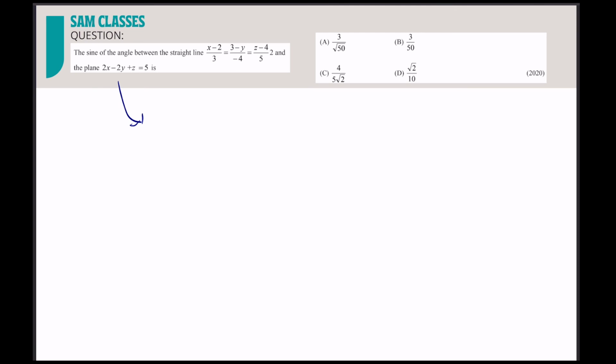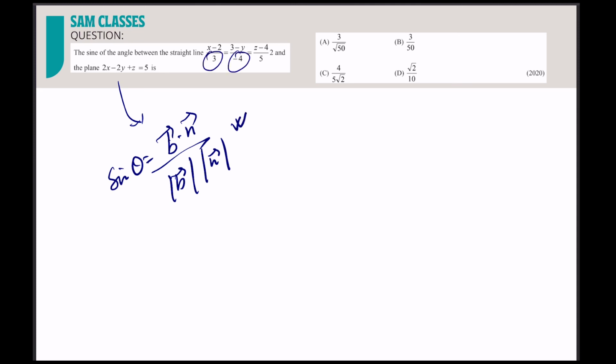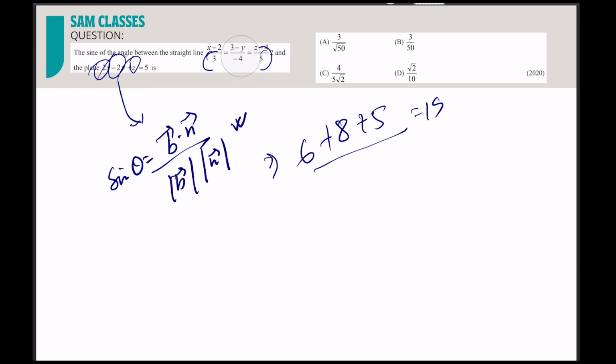Now again, sine theta is equal to what? B vector dot n vector by mod b mod n. Correct. So if I multiply b vector with 2, minus 2 and 1, what will I get? 3 into 2 is 6, 4 into minus 2 is minus 8, and 5 into 1 is plus 5. So we are getting 19. Correct. Oh, we have done a blunder.